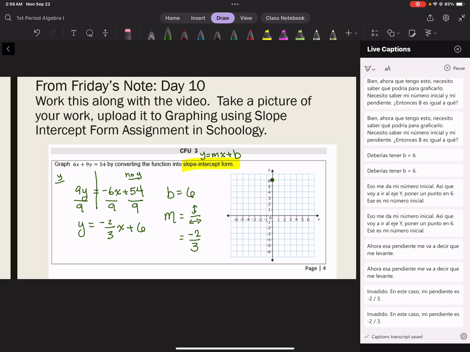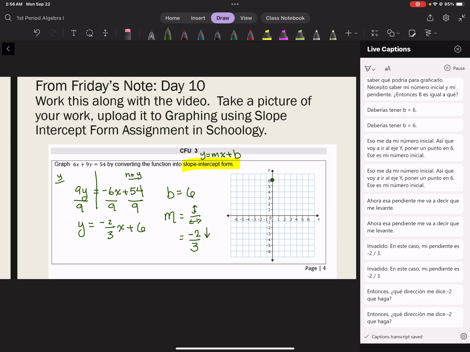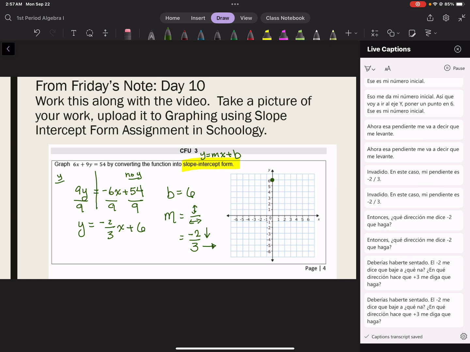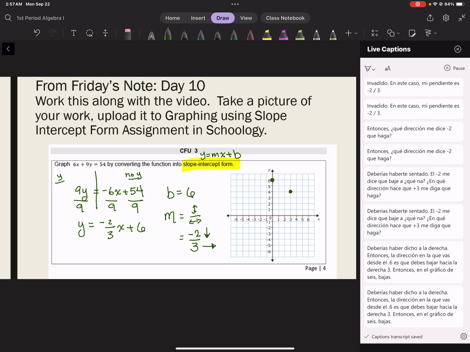So what direction is negative 2 telling me to go? You should have said down. The negative 2 is telling me to go down 2. What direction does the positive 3 tell me to go? You should have said to the right. So from the point 6, you need to go down 2 over to the right 3. So on the graph, from 6, you go down 2 over to the right 3. That's where you put your next point.